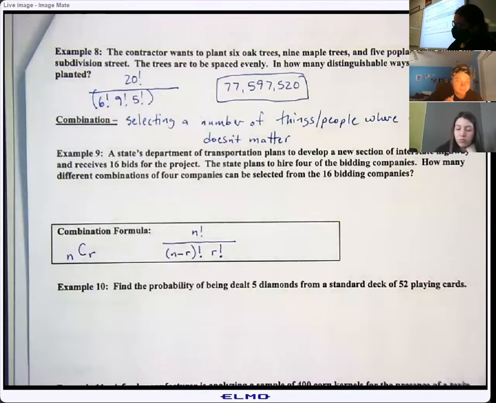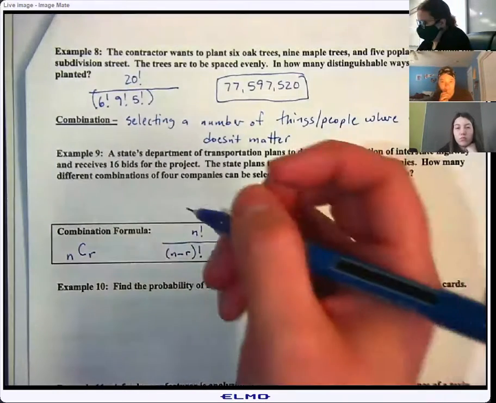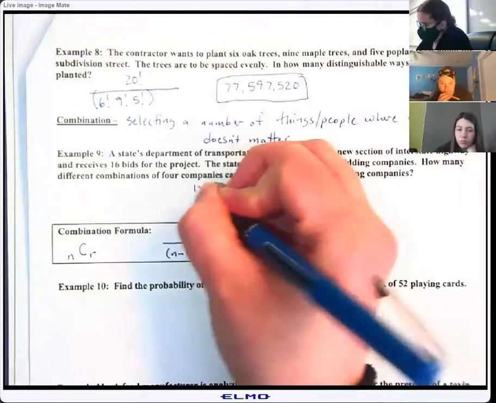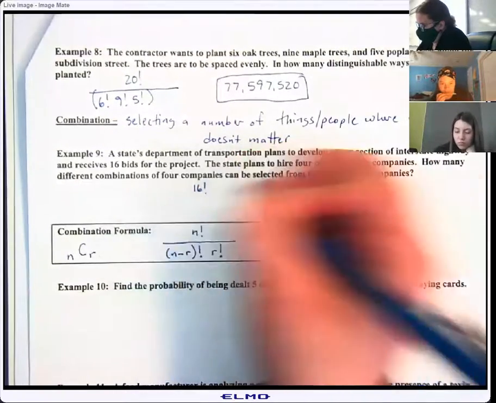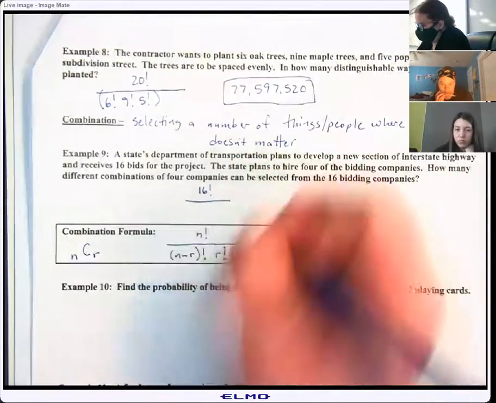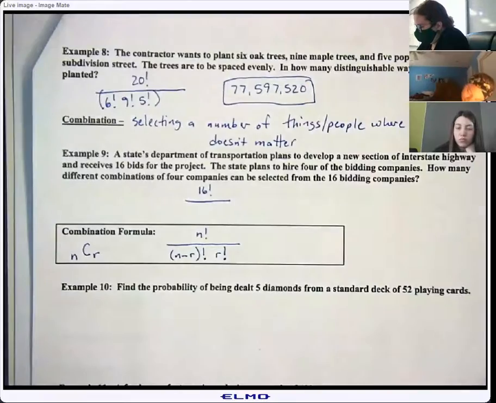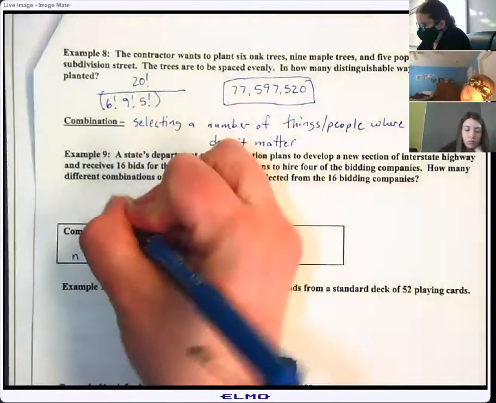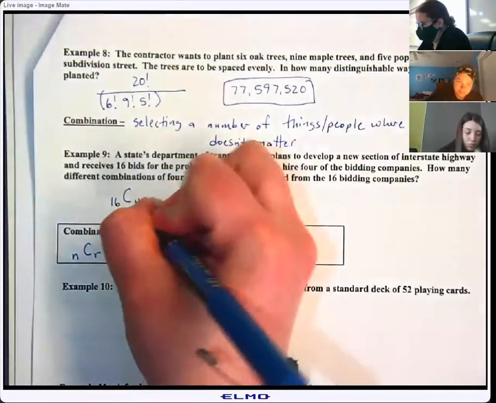So we're going to do this one. We're going to do it two different ways. We've got 16 factorial on top. That's how many choices we have. We want to hire 4 of them. So this is a 16 choose 4.